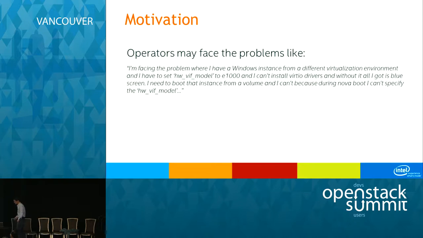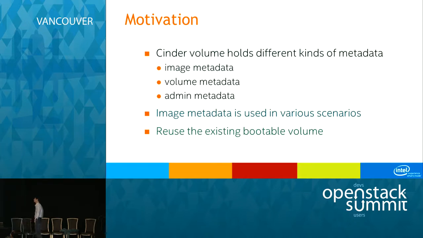Behind this is that a Cinder volume actually holds different kinds of metadata: image metadata, volume metadata, and metadata. When we create a bootable volume, some image properties, or we say image metadata, are copied from the Glance image into the Cinder bootable volume, right? This image metadata serves the same purpose as the metadata in Glance, to control VM booting or scheduling, something like that. We know that image metadata is used in various scenarios. We'll talk about some details in the following slides.